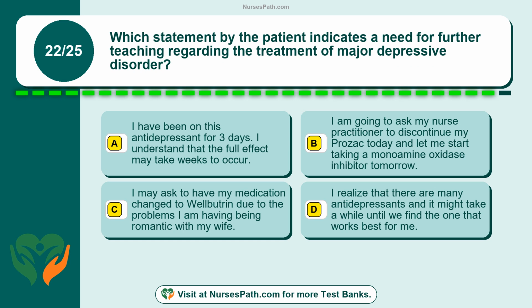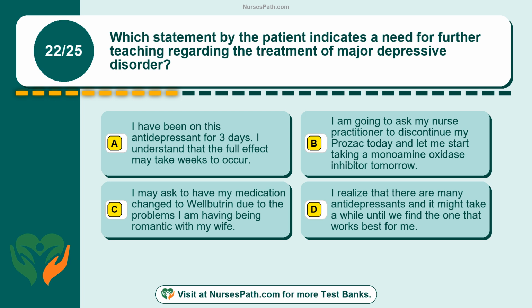Question 22. Which statement by the patient indicates a need for further teaching regarding the treatment of major depressive disorder? Option A. I have been on this antidepressant for 3 days. I understand that the full effect may take weeks to occur. Option B. I am going to ask my nurse practitioner to discontinue my Prozac today and let me start taking a monoamine oxidase inhibitor tomorrow.